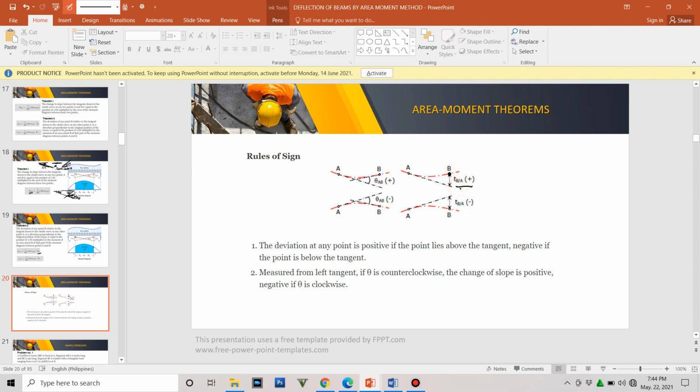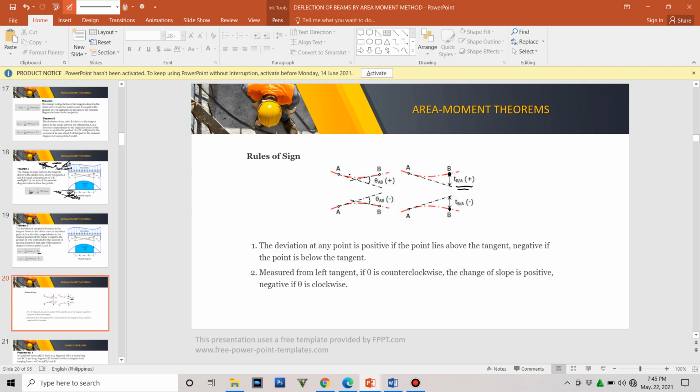Therefore, the deviation at B with respect to the tangent at A is positive. Otherwise, if this is your tangent line and your point of concern is below it, that is negative deviation. Okay? So now, this is for the angle.